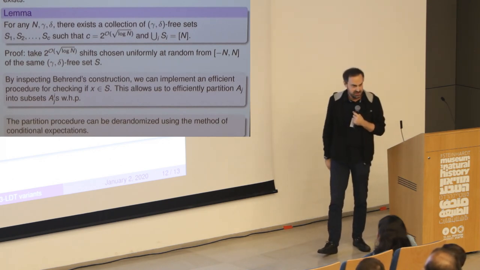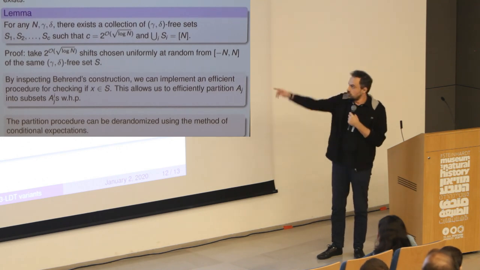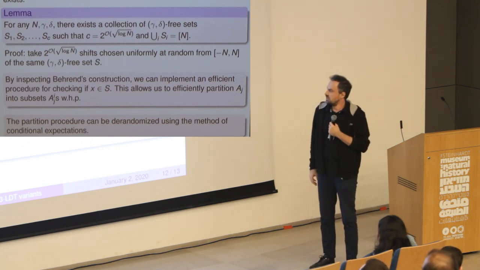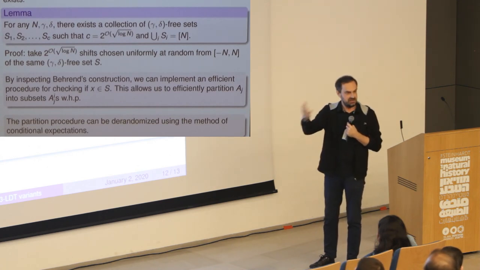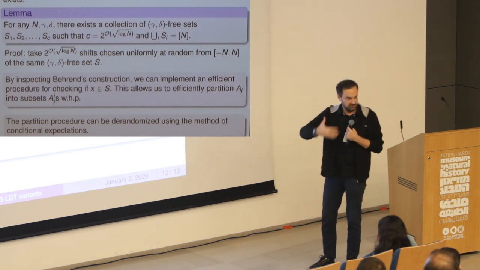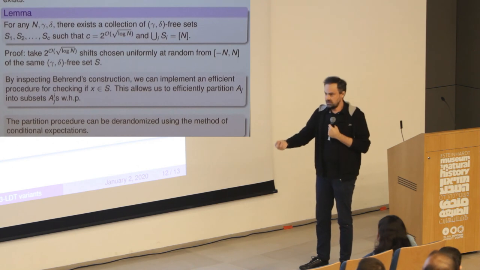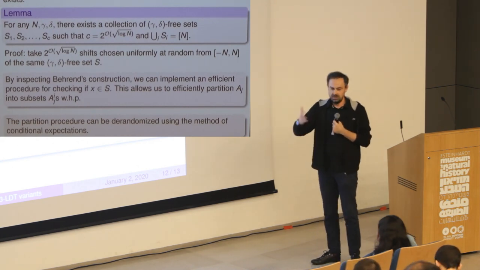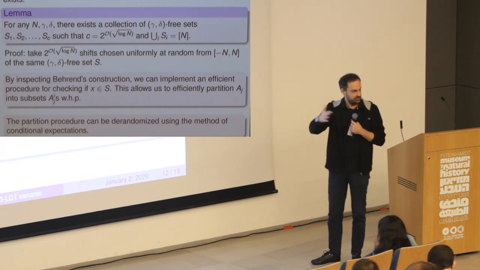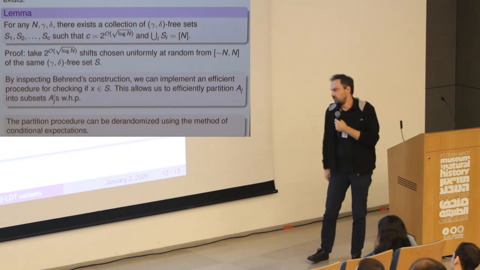So this can be de-randomized, and the trick is to use conditional expectations. By this argument, you can see that there always exists a single shift for which you eat a large chunk of the remaining part, and then repeat sufficiently many times. So you only need to de-randomize this procedure: given a set, find a single shift that takes away a one over log n fraction of the remaining set. You know that it exists, and you can de-randomize using conditional expectations.